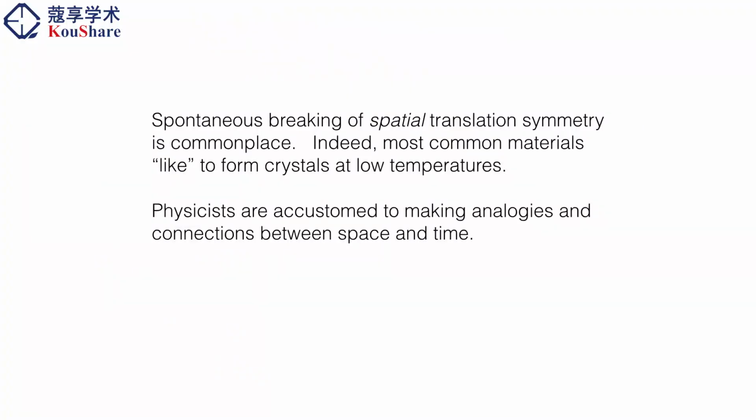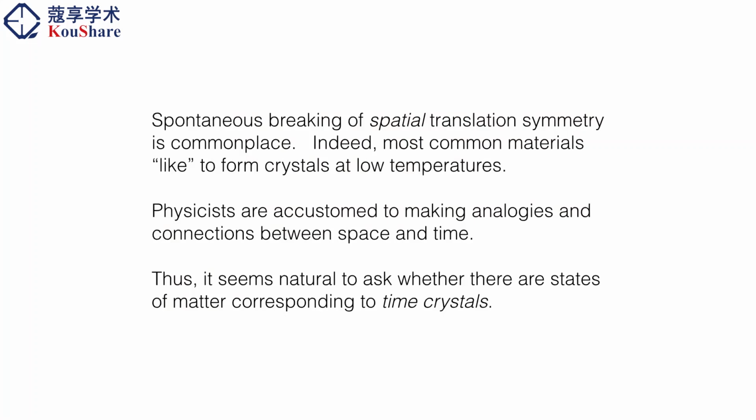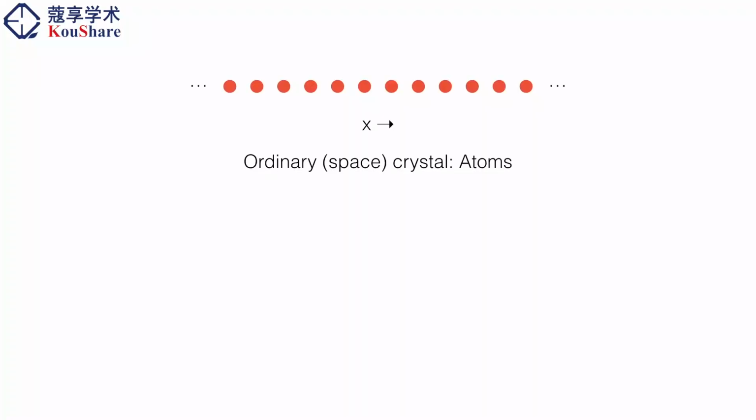Physicists are accustomed to making analogies and connections between space and time. Of course, the theory of relativity is the ultimate in that, but also in our equations, there are x's and there are t's, and you can see that they play similar roles. Thus, it seems natural to ask whether there are states of matter that correspond to crystals in time, and that's time crystals. So here is an ordinary crystal, which is an ordered array of atoms. A time crystal, what should that be? Well, atoms don't come and go ordinarily, but we can talk about events that are periodic in time. That would be a time crystal. So materials which somehow pulsate or have structured behavior in time, in the most general sense, are time crystals, in the most general sense of that word.